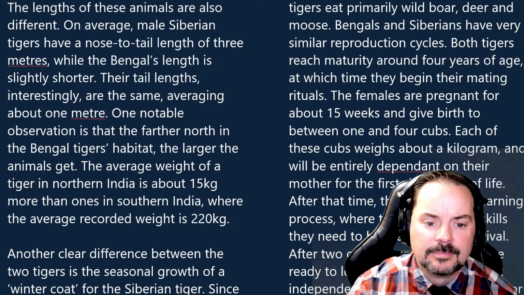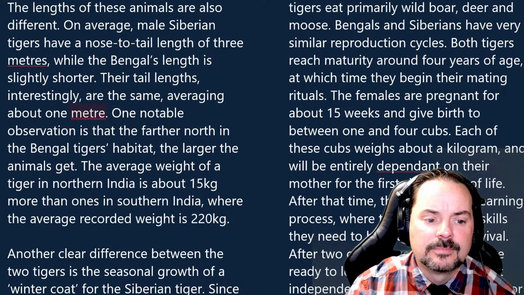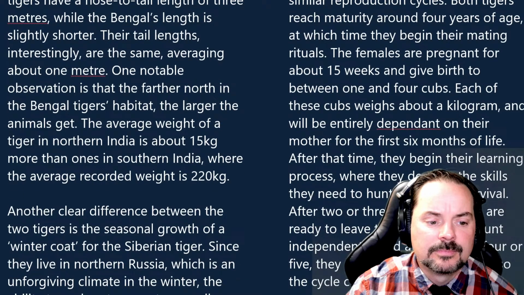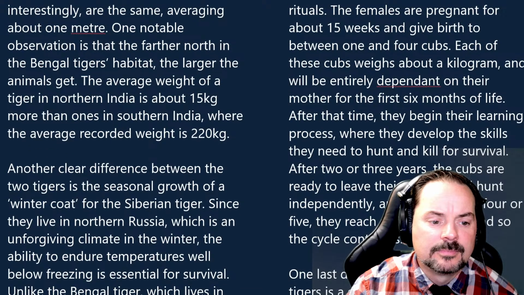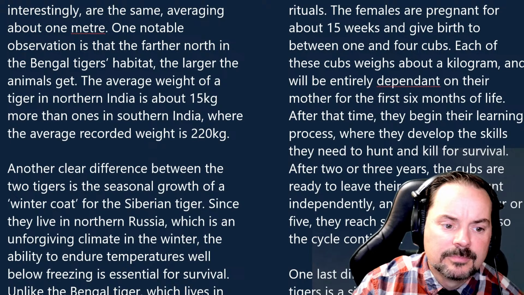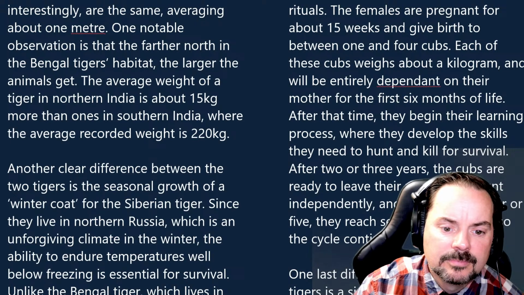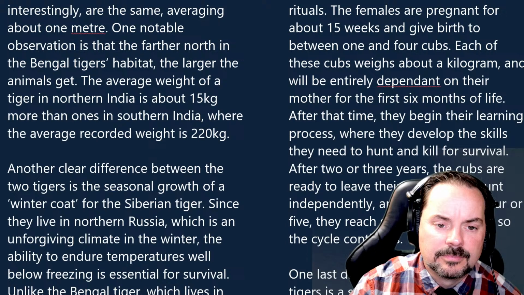are the same, averaging about 1 meter. One notable observation is that the farther north in the Bengal tiger's habitats, the larger the animal gets. The average weight of a tiger in northern India is about 50 kilograms more than ones in southern India, where the average recorded weight is 220 kilograms.